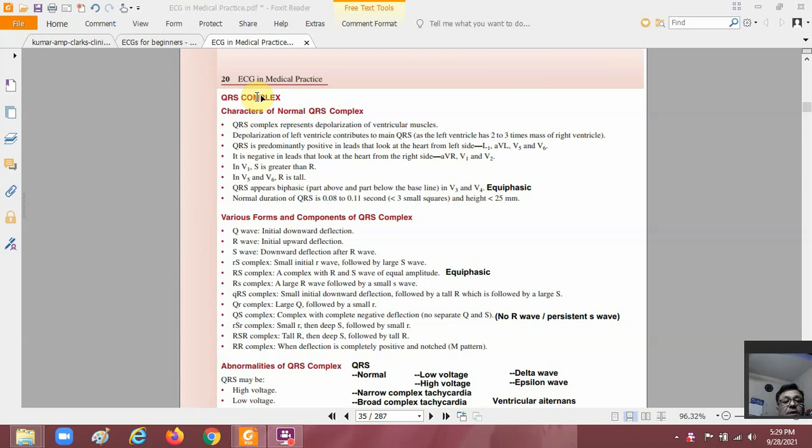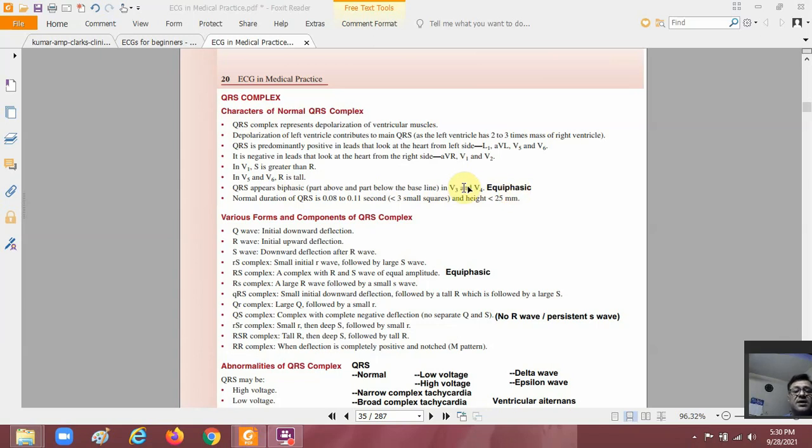The QRS complex is predominantly positive in leads I, aVL, V5 and V6, and negative in aVR, V1 and V2. In a positive QRS complex, the R is greater than the S, and in a negative QRS complex, the S is greater than the R. A biphasic QRS complex is usually seen in V3 and V4, reflecting the interventricular septum.